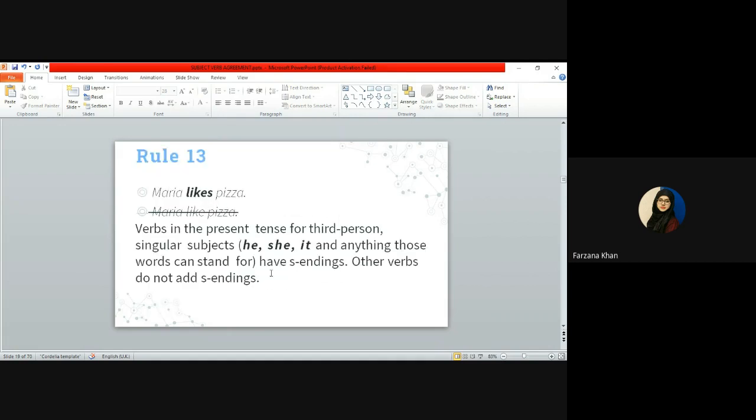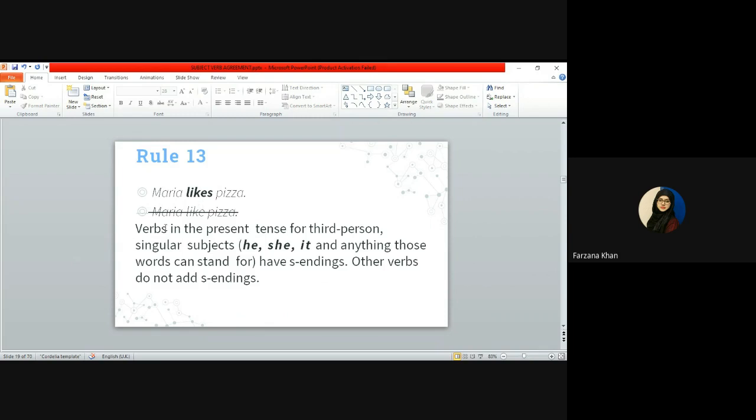Next rule, which is rule number 13. It's a quite clear and very important rule, and usually students make such types of mistakes. I have checked your paragraph writing, and I have checked your paragraphs in the midterm exam. The majority of the students have made these types of mistakes. So you can see in the example, Maria likes pizza. This is the right sentence. Maria like pizza. This is an incorrect sentence, right?